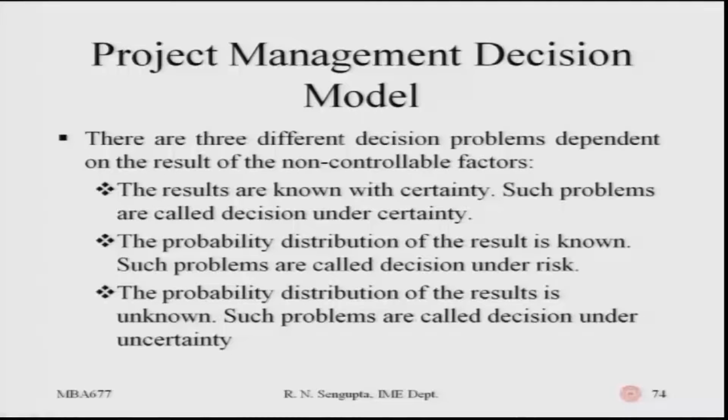There are three different decision problems depending on the results of the non controllable factors. The results are known with certainty, the probability distributions of the results are known, and the probability distributions of the results are unknown. So, if you consider the first effect, that the results are known, such problems are called decisions under certainty.